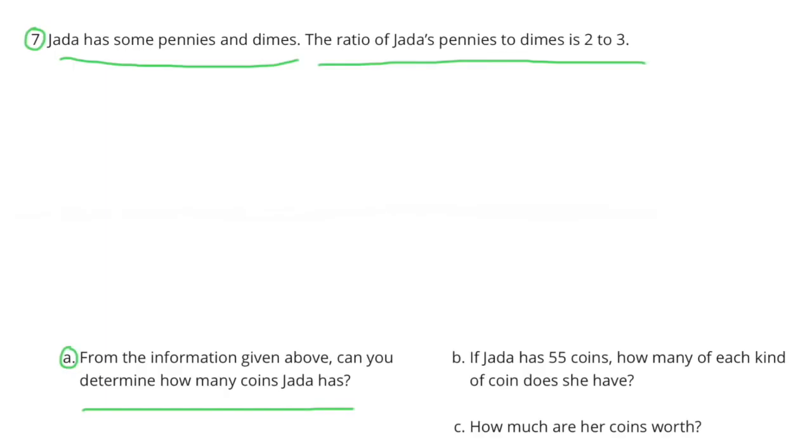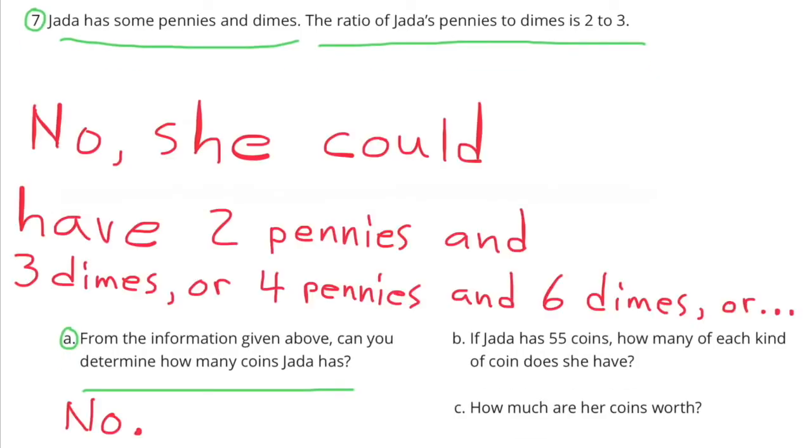Number 7. Jada has some pennies and dimes. The ratio of Jada's pennies to dimes is 2 to 3. A. From the information given above, can you determine how many coins Jada has? No, they didn't give us enough information. She could have had 2 pennies and 3 dimes, or 4 pennies and 6 dimes, or any other set of numbers that is equal to a 2 to 3 ratio.